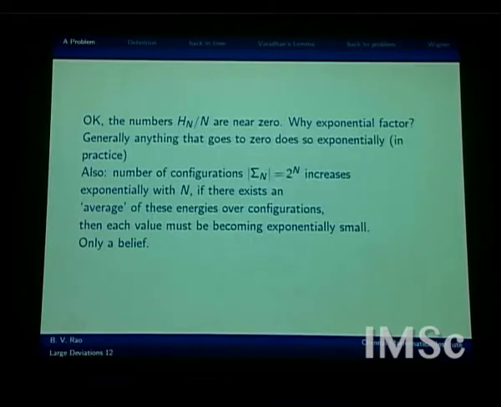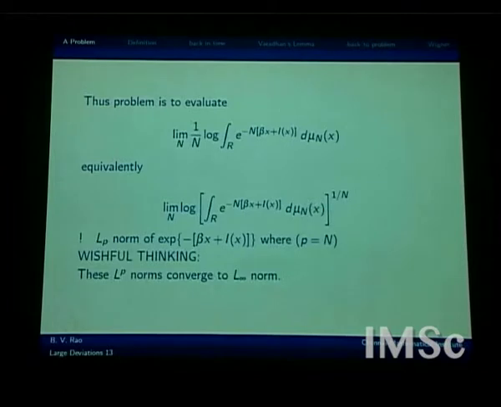However, another thing is the number of configurations is 2 to the power of n. Okay. As n increases, what happens to that? The number of configurations increases at an exponential rate. Therefore, if you believe that there is an average energy over all configurations, then each of these numbers must be going to 0 at an exponential rate. Okay. In any case, this is only a belief, right. So, let us see where this will take us.